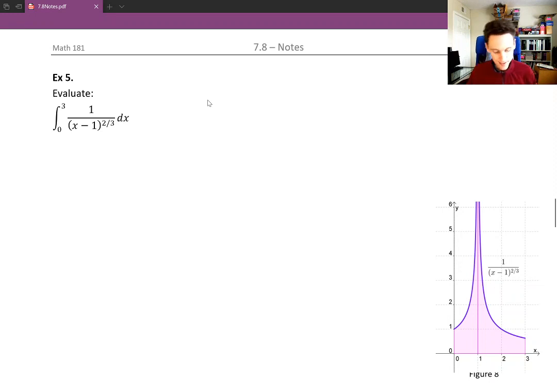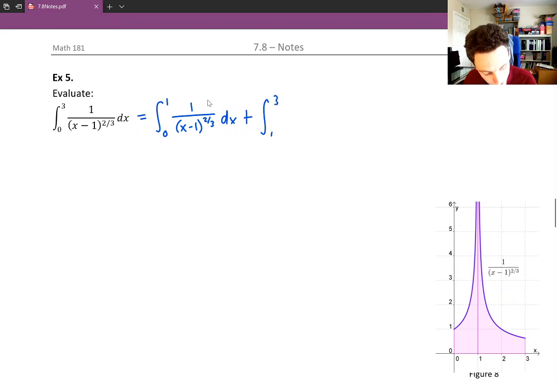So it's a little bit subtle, a little bit tricky, but we are going to do this problem. The way we're going to do this is take that discontinuity, x equals 1, and split the integral up into two integrals based on that discontinuity. So this is the integral from 0 to 1 of 1 over x minus 1 to the 2/3 dx, plus the integral from 1 to 3 of 1 over x minus 1 to the 2/3 dx.